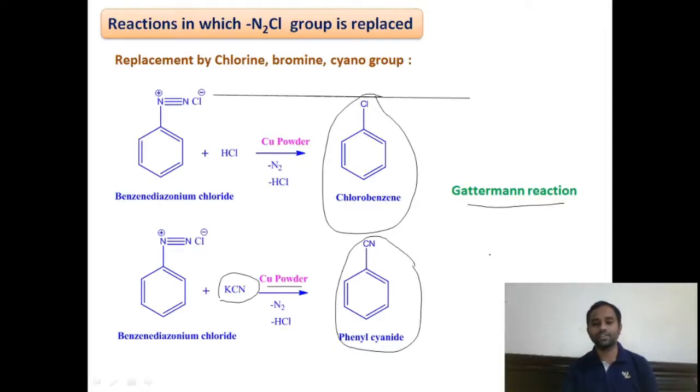What is the difference between the previous Sandmeyer reaction and right now our Gattermann reaction? The difference is, in the previous case we are directly reacting the benzene diazonium chloride with the copper chloride or copper cyanide to get the chlorobenzene and phenyl cyanide. But here in the Gattermann reaction we are treating the benzene diazonium chloride with the hydrochloric acid in presence of copper powder. Here we are taking the copper powder, right?